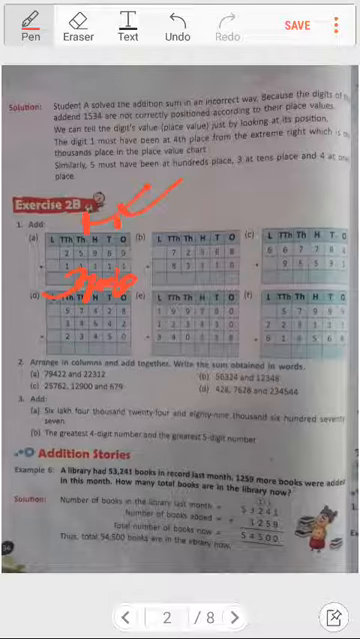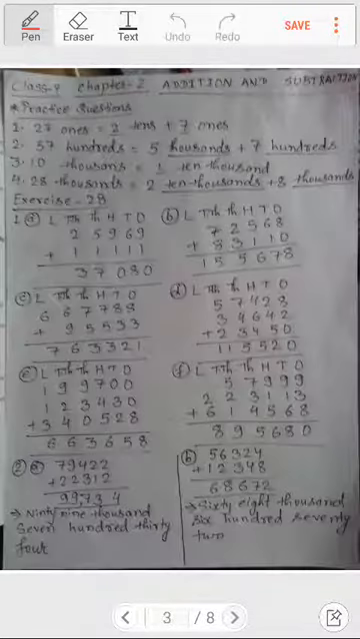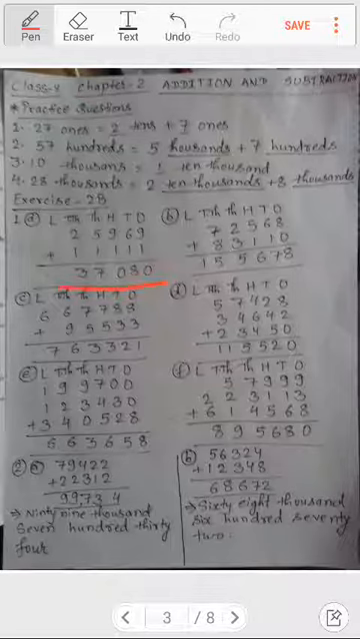If you see, I had sent that solution page also over here. 37080 is the answer. Okay, if you see the next question over here itself, I had copied the same question and written it.